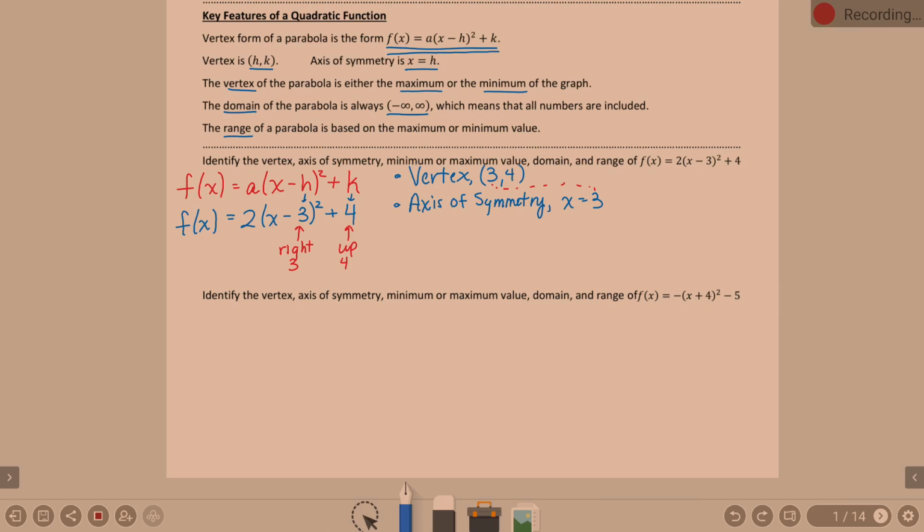Now, the next piece we're asked to do is we want to know, and I guess all I can write is m right now, is it a minimum or maximum value?